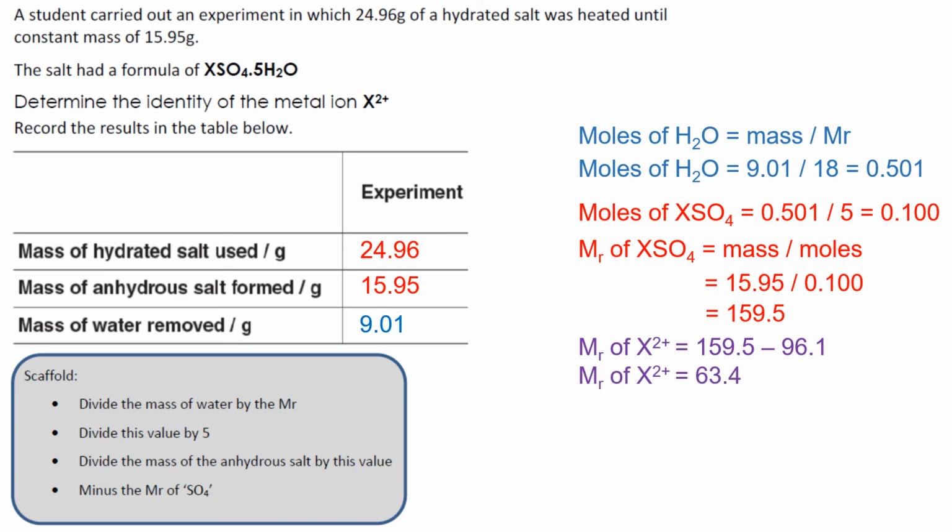And then we've got to find the closest match on the periodic table. Obviously, this is experimental data, so it might be slightly different. 63.4, there isn't a 63.4, but the closest match is copper at 63.5. So we would say that X2+ is Cu2+.